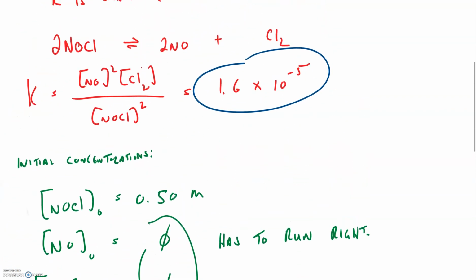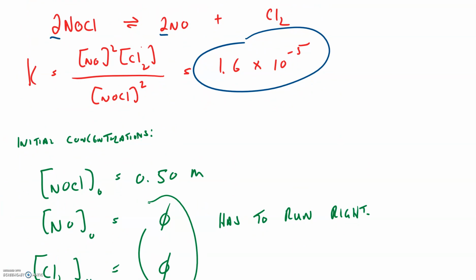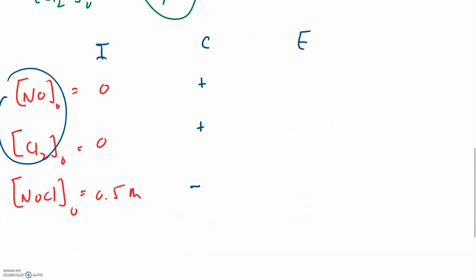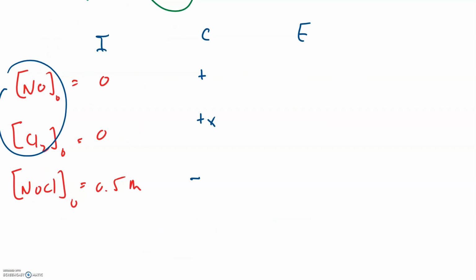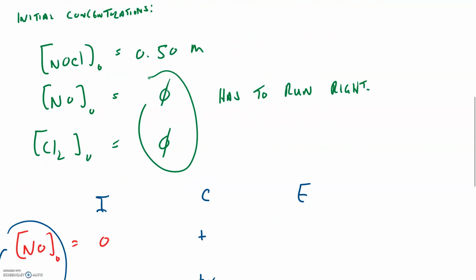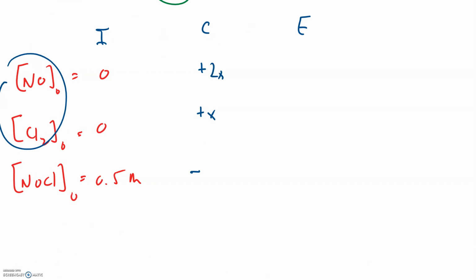By how much? Well, here's our balanced equation, and those both have a coefficient of 2, and that has a coefficient of 1. That means our Cl2 is going to increase by x, our nitrogen monoxide is going to increase by 2x, and our NOCl, nitrosyl chloride, is going to decrease by 2x. So that means that at equilibrium, this will simply be 2x, this will simply be x, and this will be 0.5 molar minus 2x.